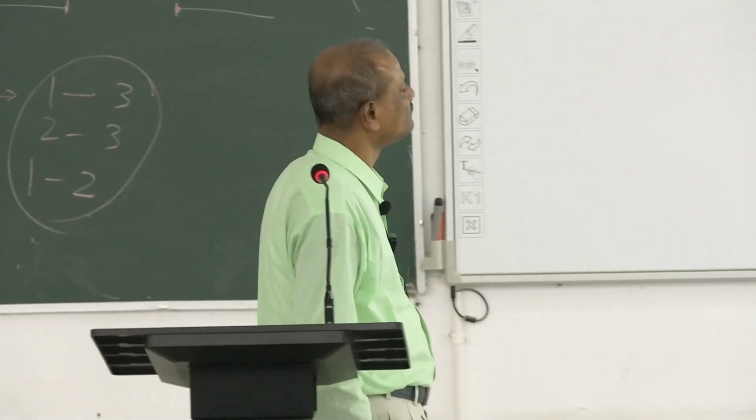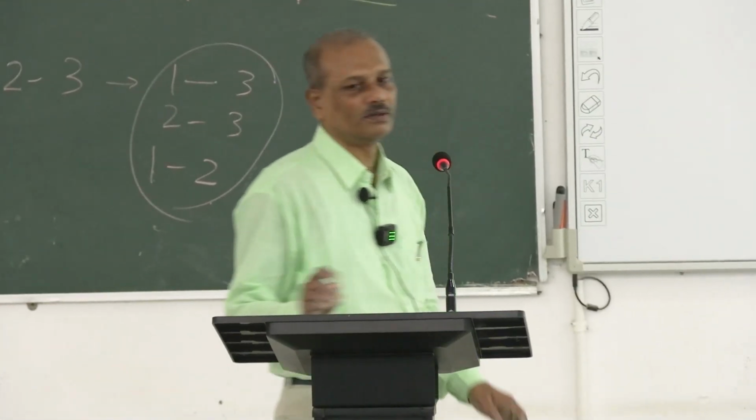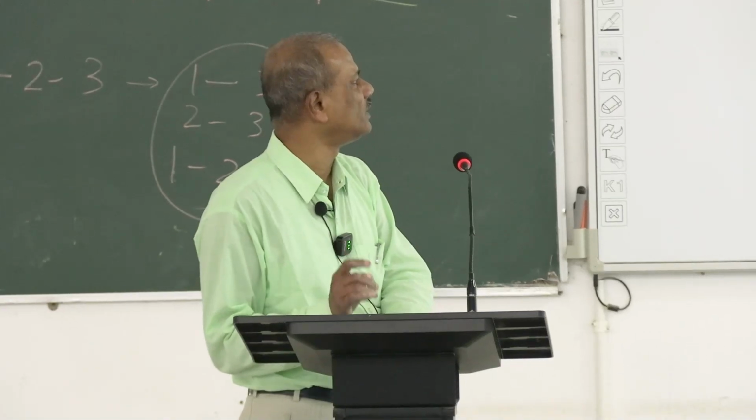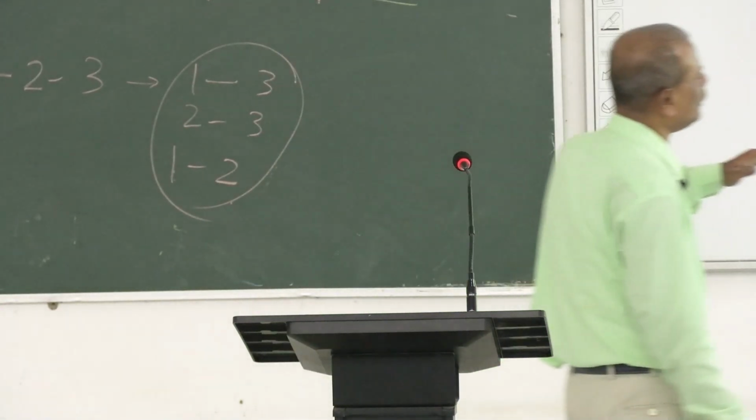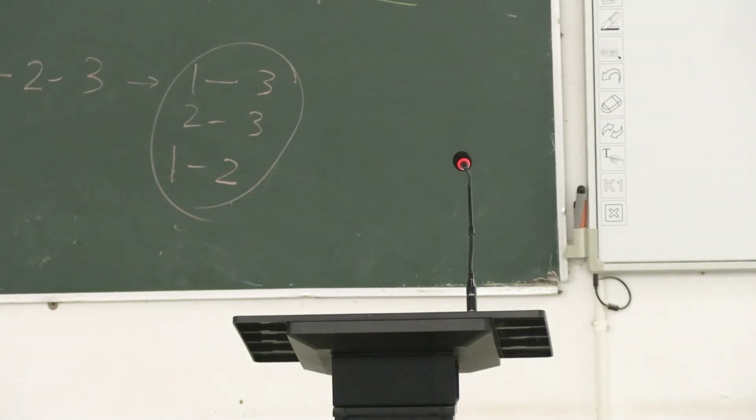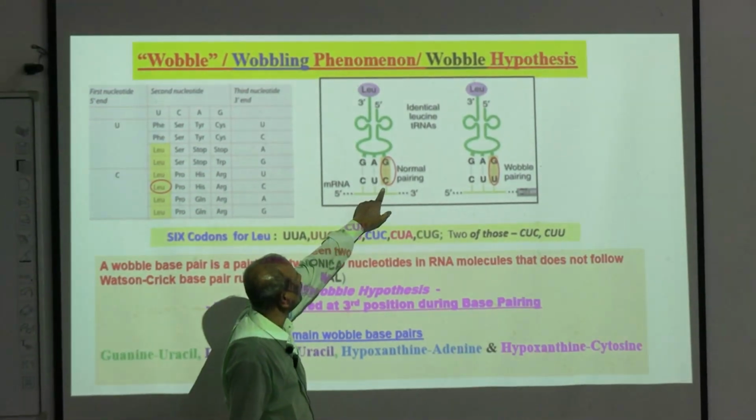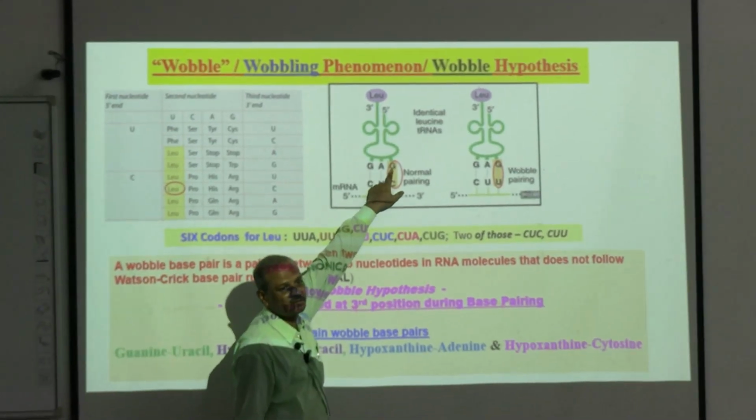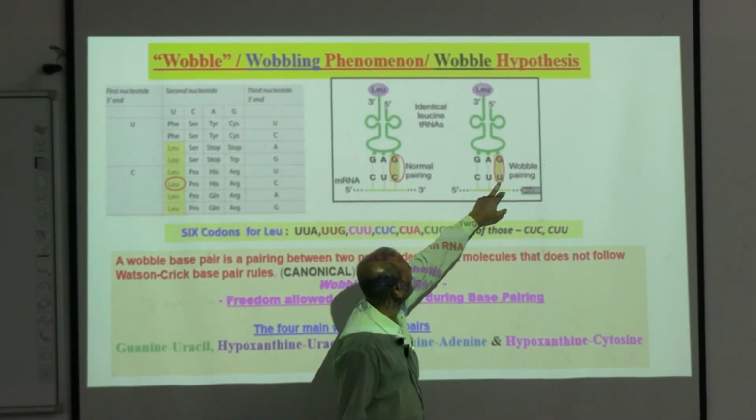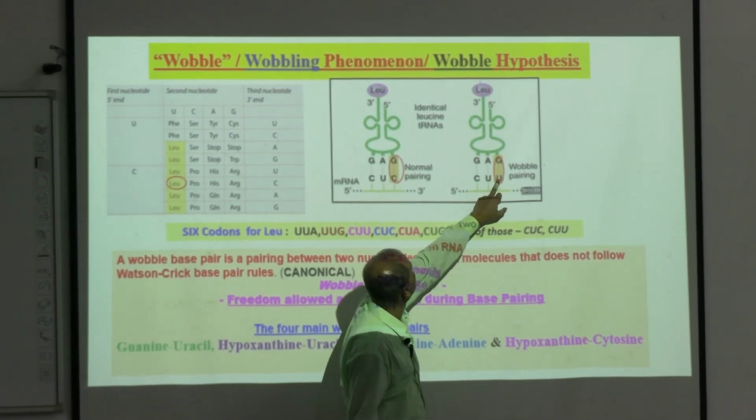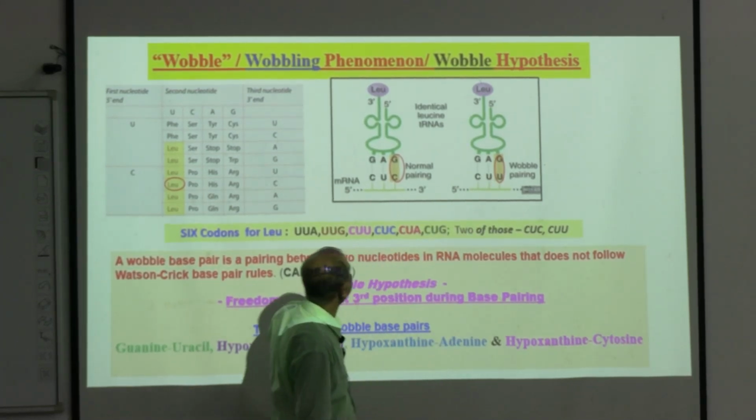What is the wobble phenomenon? Just note down one point, wobbling or wobble phenomena. See, there are 6 codons for leucine. Suppose here it is a sequence of CUC. Now, normal pairing C should combine with G, but here it is combining with U here, G is here.